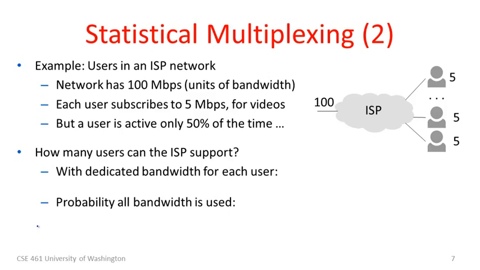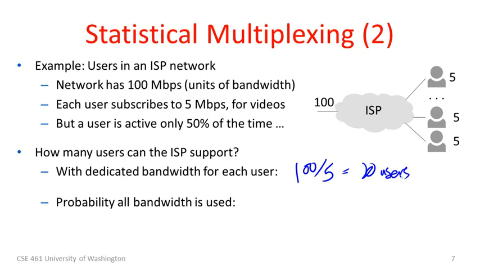Well, the key question here is how many users the ISP can support while providing a reasonable experience to all of them. Imagine that we dedicate bandwidth for every user. Well, in that case, the network will be able to support 100 megabits per second divided by 5, 20 users.